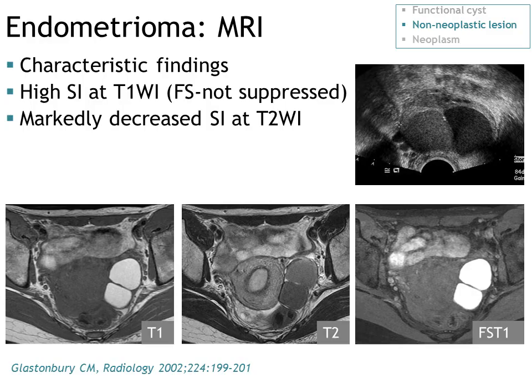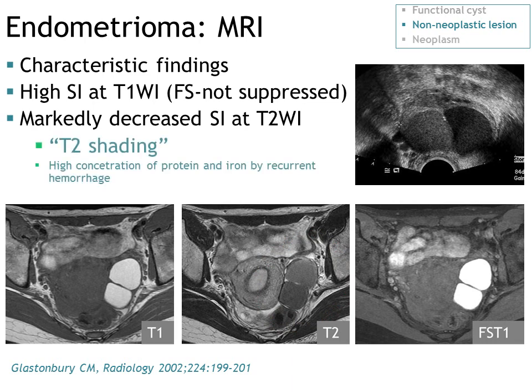To confirm the diagnosis of endometriosis with imaging, MRI is the best way. MRI findings of endometriosis are characteristic: high signal intensity on T1 weighted image, of course, which is not suppressed at fat suppressed sequence, and markedly decreased signal intensity at T2 weighted image. This finding of signal decrease at T2 weighted image is called T2 shading. That is caused by high concentration of protein and iron by recurrent hemorrhage.